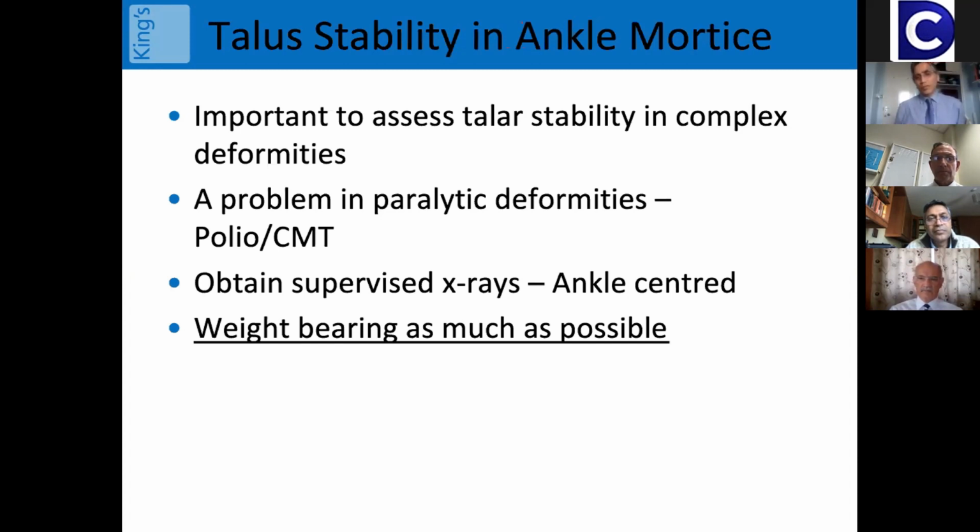And this is particularly important in paralytic disorders, polio, and advanced Charcot-Marie-Tooth. So you have to really get out of your office and go and obtain x-rays, supervised x-rays, particularly ankle centered. And they should be made to weight bear as much as possible. If you leave it to the radiographer, this will happen. So I'll show you this example.